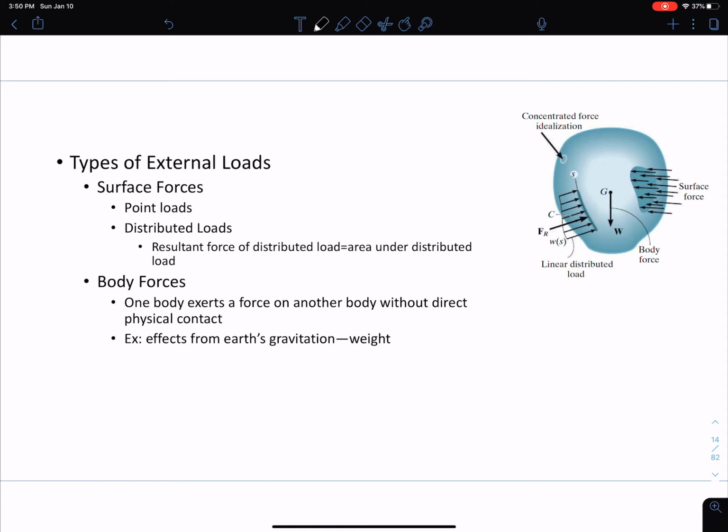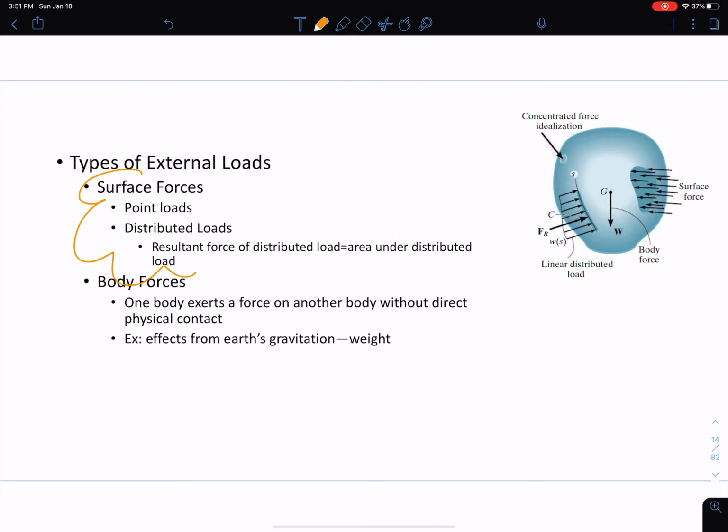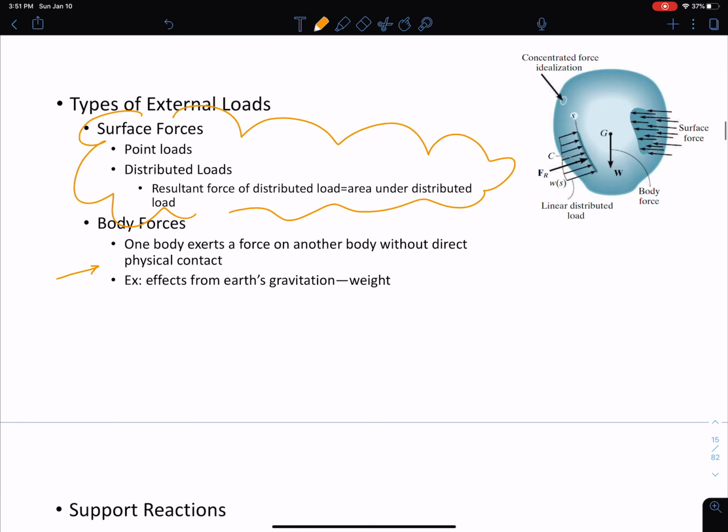So types of external loads that we have: surface forces and body forces. So when we're talking about statics and we're talking about civil engineering, most of the time the forces that we're dealing with lie right here in this category. Dynamics is going to deal with this a lot here. We're not going to deal with it so much, okay?